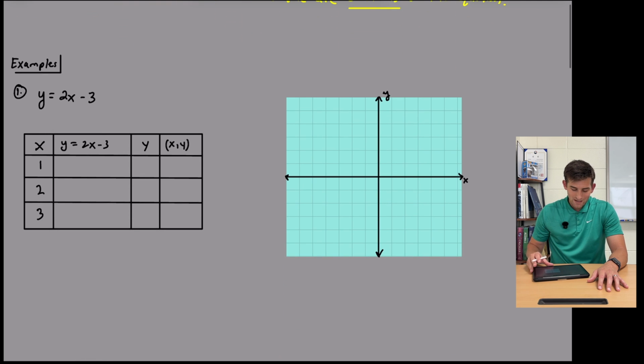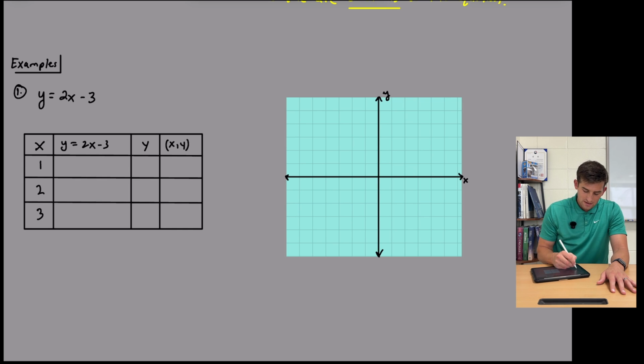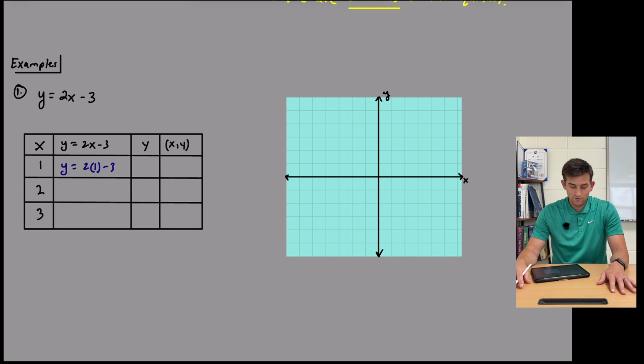Number one, we have y equals 2x minus 3. I've set up a little table here, and these x values I've chosen with a little bit of decision making involved, because I wanted the points to fit on our coordinate plane. So I decided to go with 1, 2, and 3. I'm going to take 1 and plug it in for x, and we're going to solve for y. So 2 times 1 is 2, and 2 minus 3 would be negative 1.